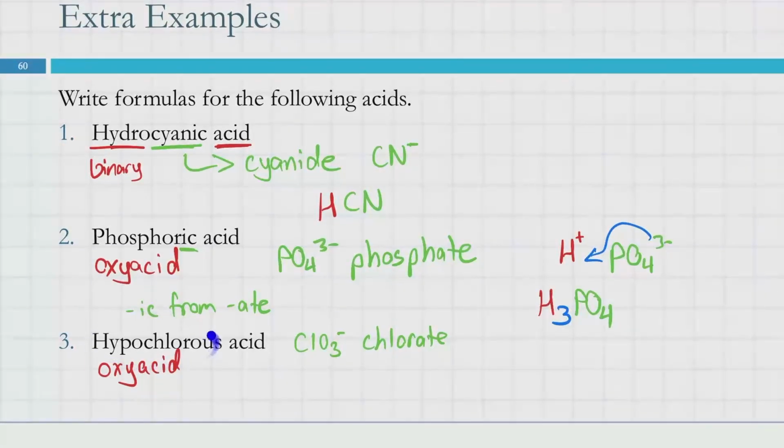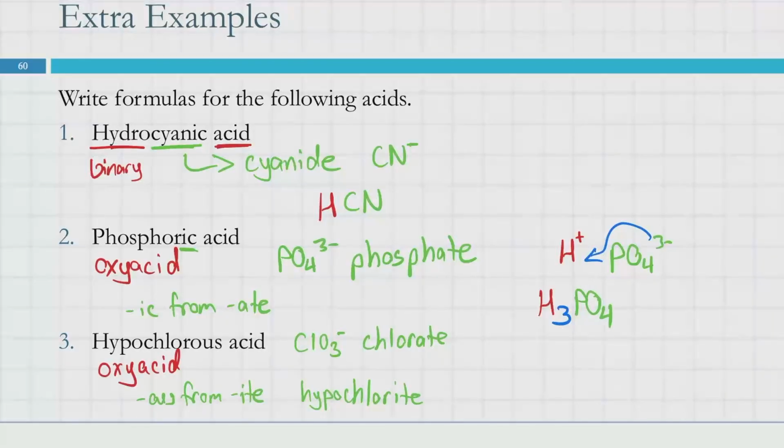We have the oxyanion that has the hypo prefix, and we changed it to the OUS ending. That OUS ending comes from the ITE. It turns into OUS. And the prefix stays on there as well. So what we have is hypochlorite.